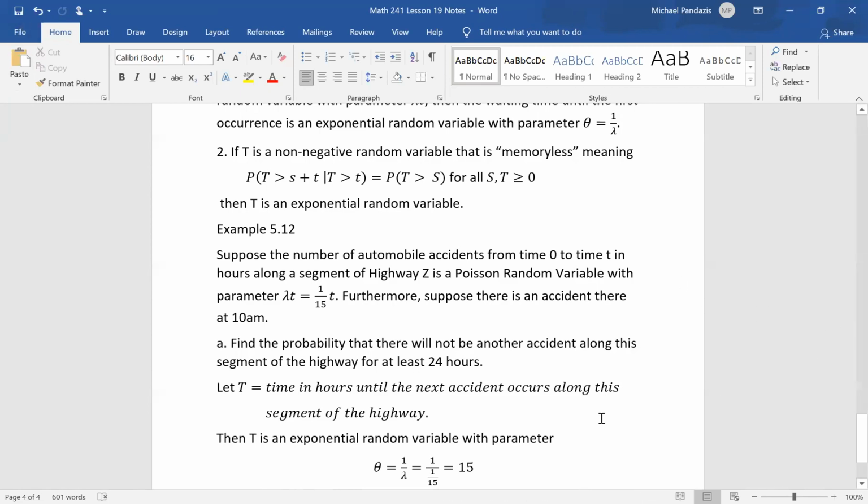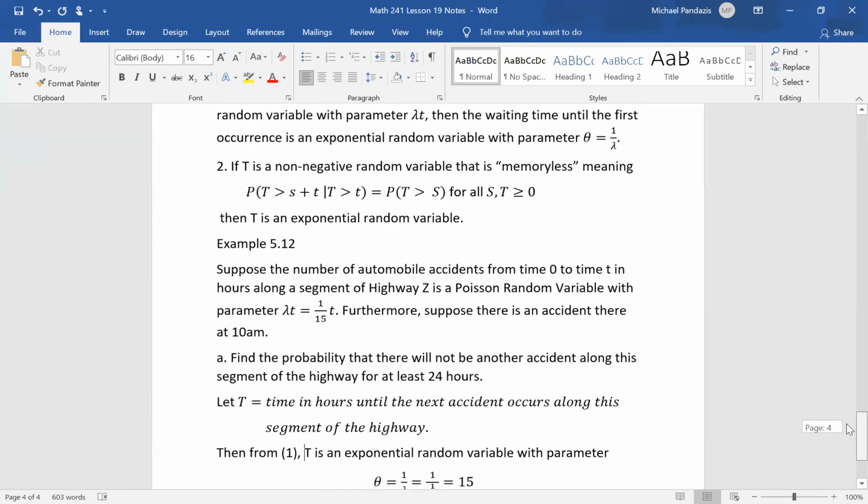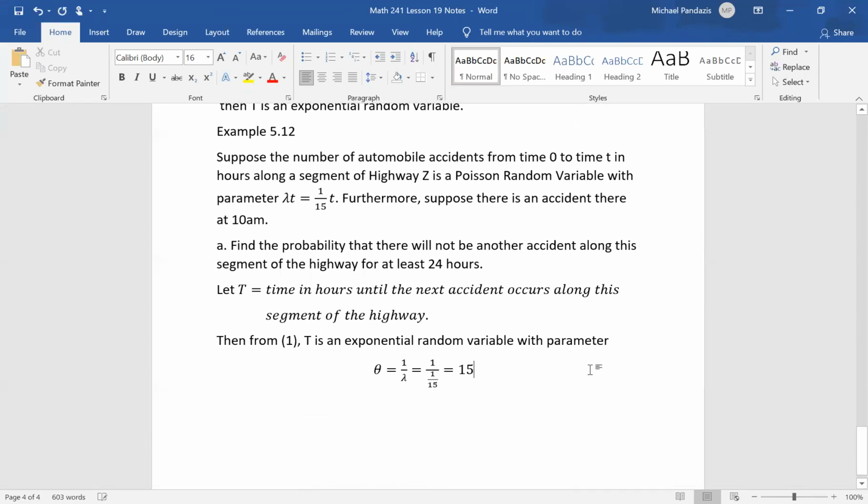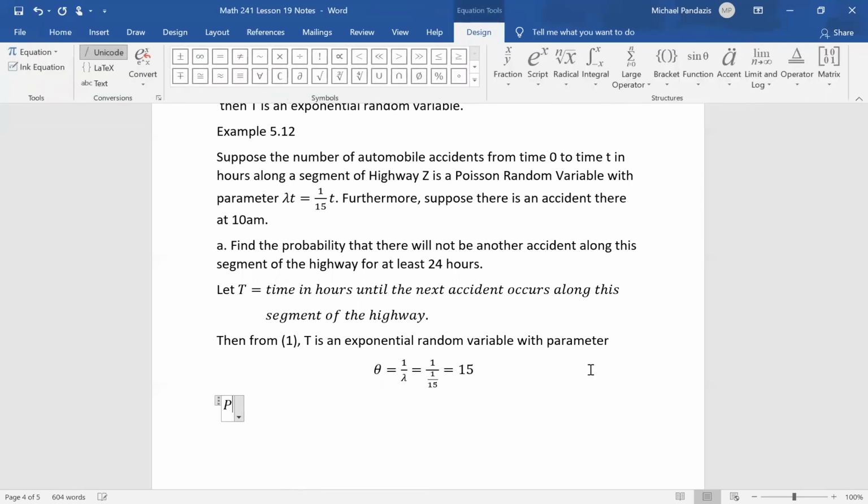Okay, so you see that from 1 above. So from 1, t is an exponential random variable with that parameter. This is 1 right here, right? Okay. And so now we have theta. So then that means that we're now going to calculate our probability.